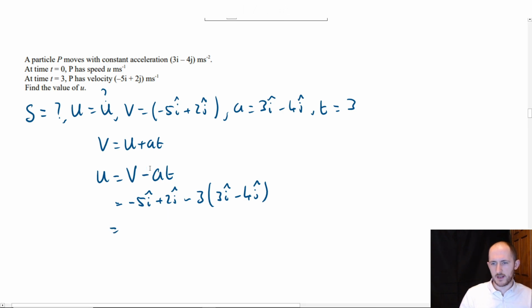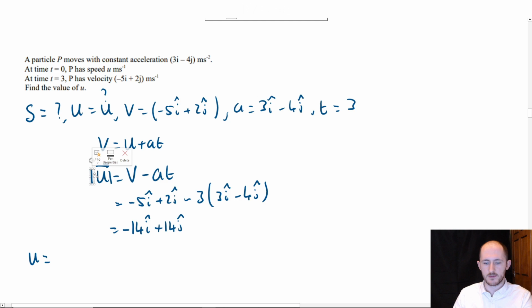So we have minus 5i minus 9i, which would be minus 14i. Then we have 2j plus 12j, which is going to be 14j. Again, it's minus 3 times minus 4 makes it plus 12. 2 plus 12 is 14. Now, it does actually ask for the speed, right? Kind of stealthily. It doesn't ask for the vector. So in terms of what the actual speed is for u, it's going to be the magnitude of the vector.